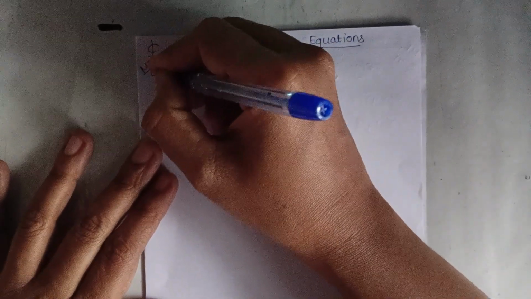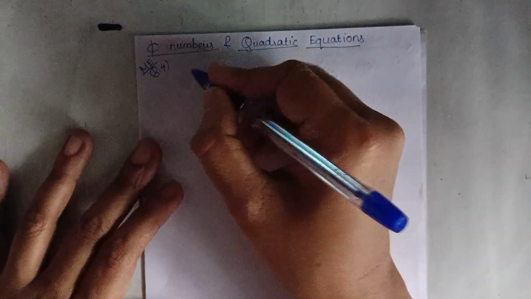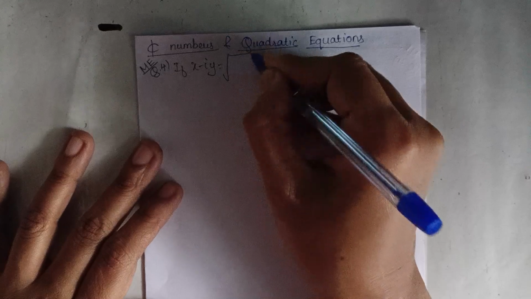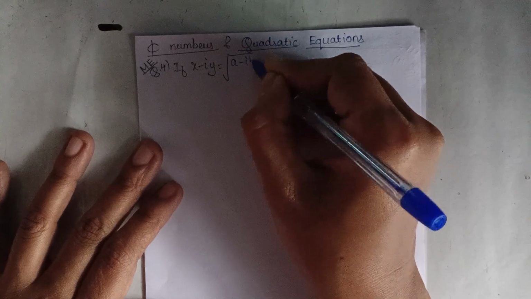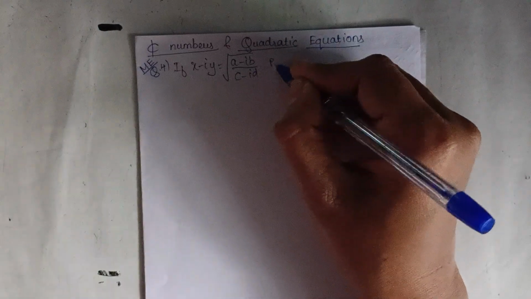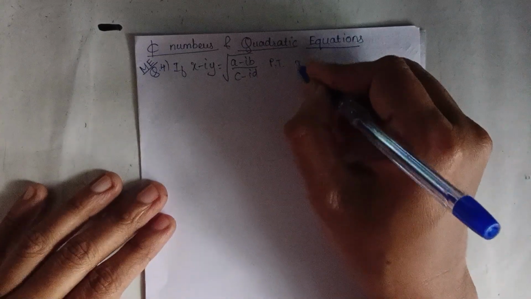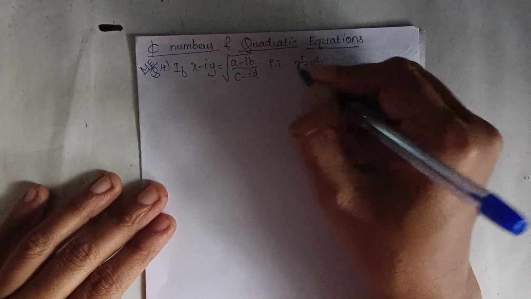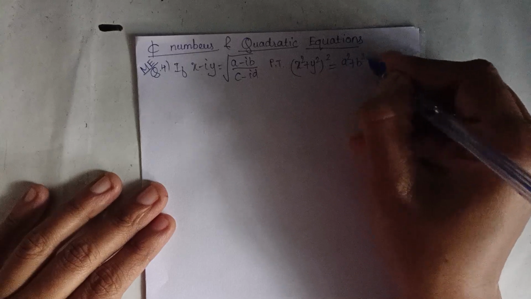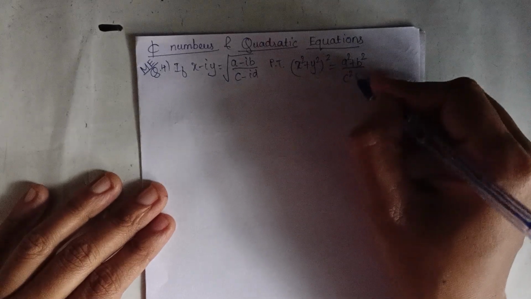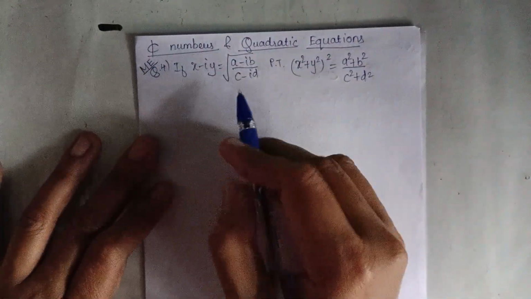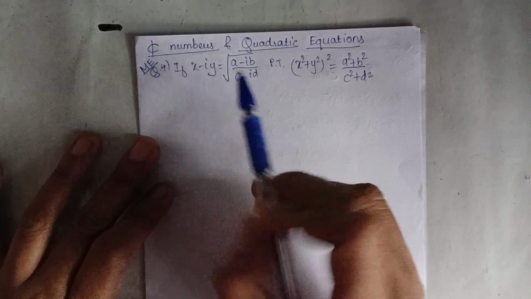Question number 4. If x minus iy is given to be the root of (a minus ib) upon (c minus id), then you have to prove that (x square plus y square) the whole square is equal to (a square plus b square) upon (c square plus d square). So first you have to remove this root.